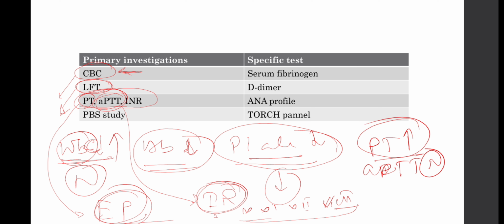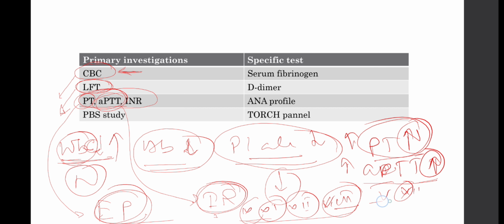It is factor 7. And if the APTT is increased but the PT is normal, then think about some problem in factor 9, 11, 12 or factor 8. And if the PT is increased and the APTT is also increased, then think about common pathway problems. What are the common pathway factors? Factor 5, factor 10, factor 13, factor 2, and also calcium. So PT and APTT are very important to define the common pathway and also the extrinsic pathway.